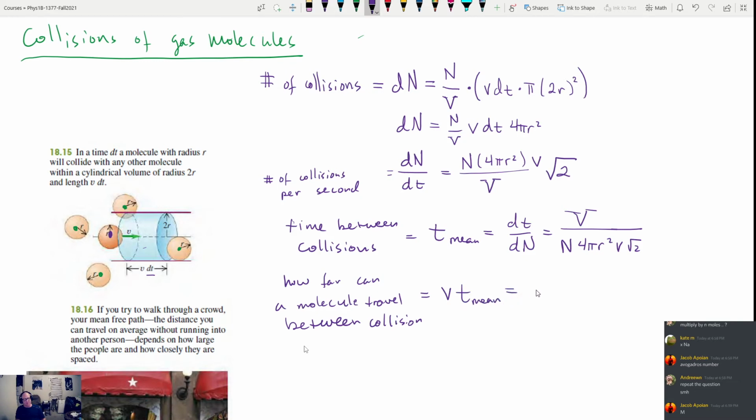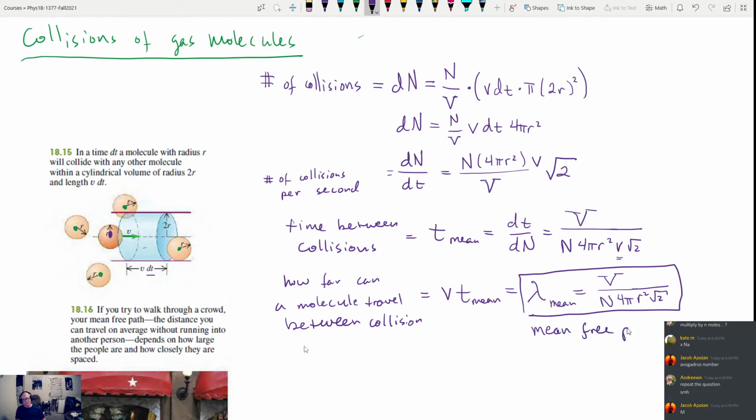And we call this the mean free path. Okay, we're going to call it lambda sub mean. We call this the mean free path. I'll label it on the next line. And if you look at what happens, if I multiply velocity times this equation, it basically cancels out with that velocity. So you end up just getting volume of the gas divided by n multiplied by 4 pi r squared times the square root of 2. So if you're asked on an exam to find how far a molecule can travel between collisions, you use this equation. If you want to know time between collisions, you use this equation. And this we call the mean free path.